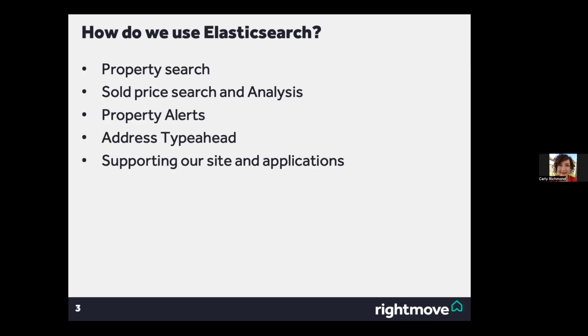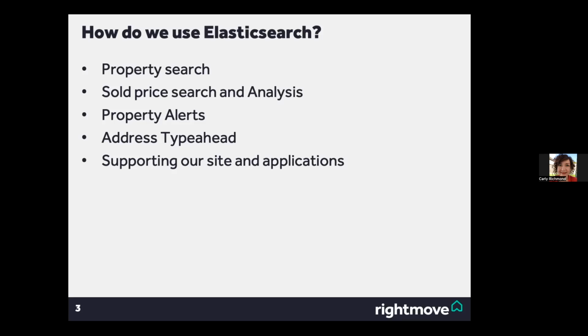Then we have sold property search and analysis, where we get the sold property history data from the land registry, and then we check it into an Elastic index, and then we build a tool on top of it to find the sold property history. So if you want to look for the history of a particular property in a particular area, you can just use our tool and find the sold transactions on that.